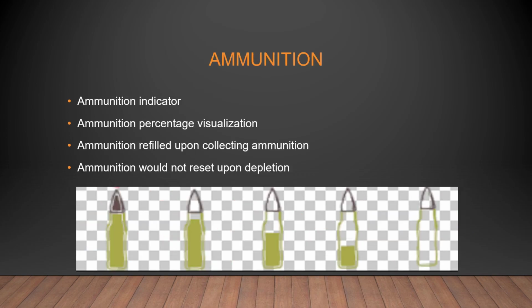The next one will be ammunition. This indicator is similar to the health sprite. For ammunition, there's a percentage visualization as well. As you can see, 100, 75, 50, 25, and then none. Ammunition can only be refilled upon collecting ammunition, which is dropped on the floor, and once it's depleted, it won't fill up on its own again.